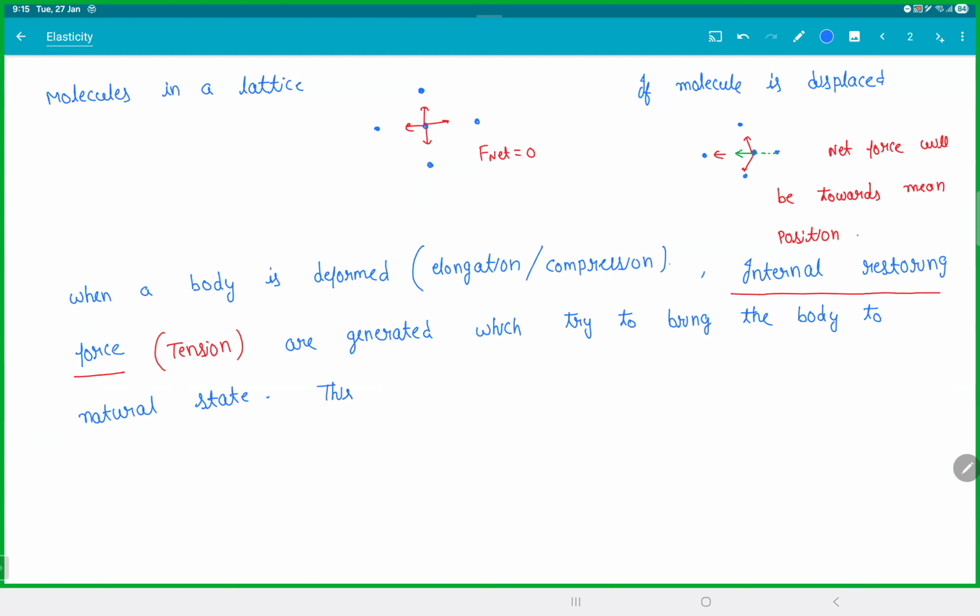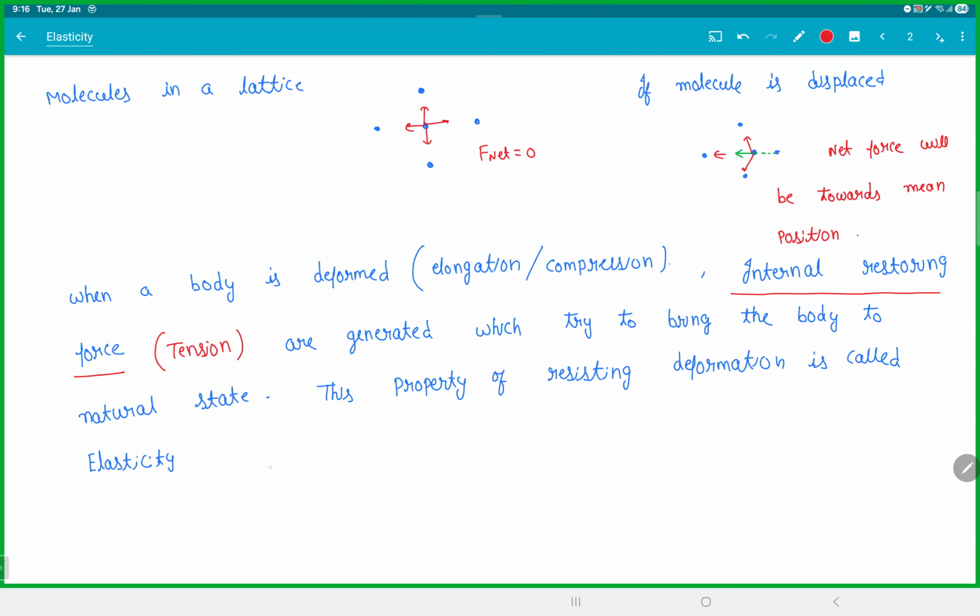This property of resisting deformation is called elasticity. So now if someone asks you what is elasticity, elasticity is not stretching. Elasticity tells you how much you are fighting back. If I deform you, how much are you resisting?